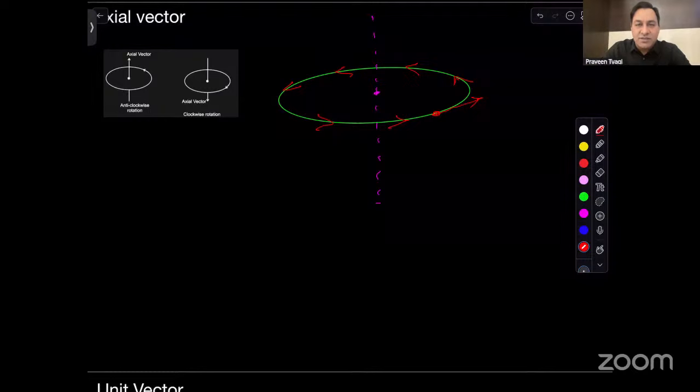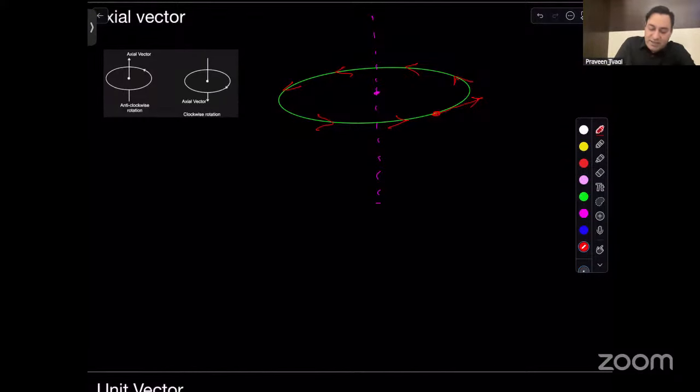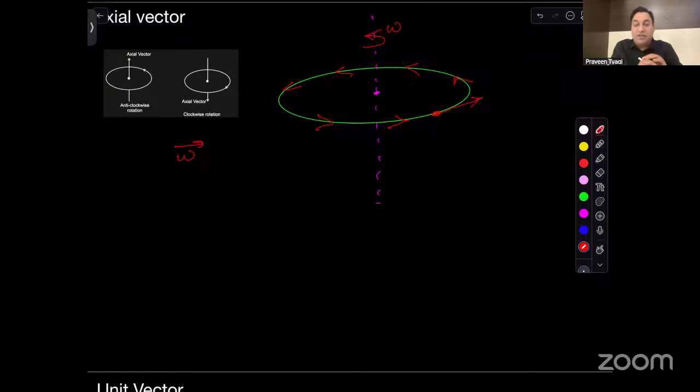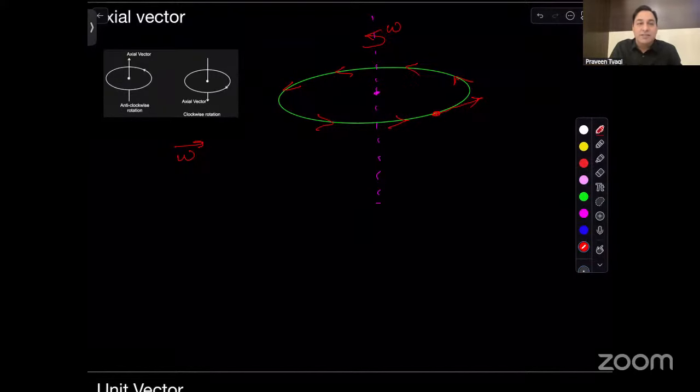I'm surprised. Okay. Axial vectors, yes. Either we represent it, so omega. It is rotating like this, and angular velocity or angular acceleration. The direction of angular velocity: if you curl your right hand fingers in the direction of this motion, your thumb will represent the direction of omega. So this will be the direction in which your thumb will point.